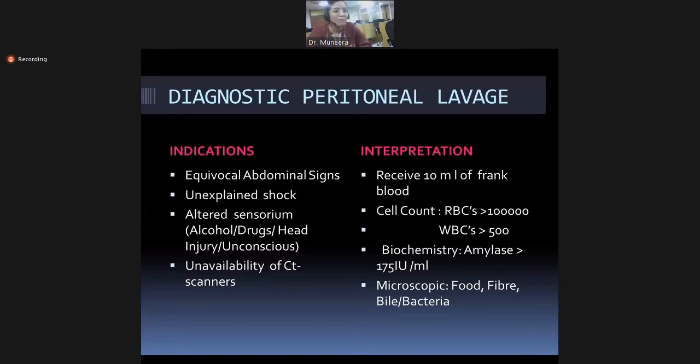How do you interpret this? Aspiration of 10 ml of frank blood is a positive DPL. Or if you put any aspirated fluid under the microscope and see an RBC count of more than 100,000 and a WBC count of more than 500, then that is a positive DPL. If your biochemistry indicates an amylase level of more than 175, and your microscopic investigation reveals food fiber, bile, and bacteria, we call it a positive DPL, right?